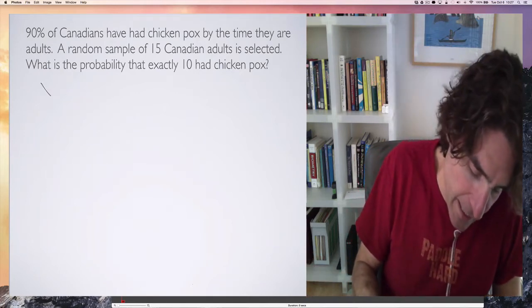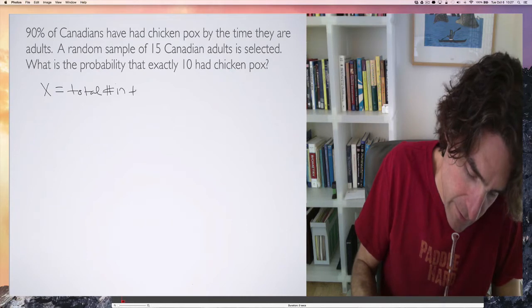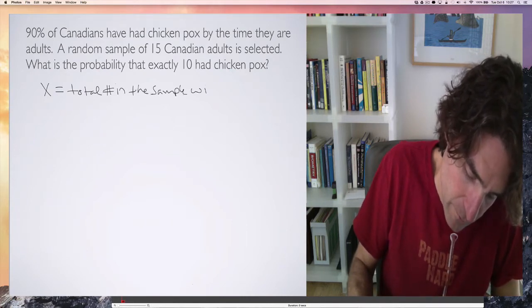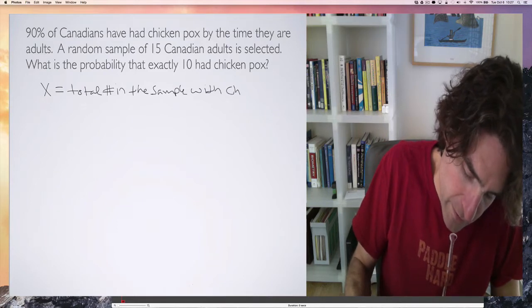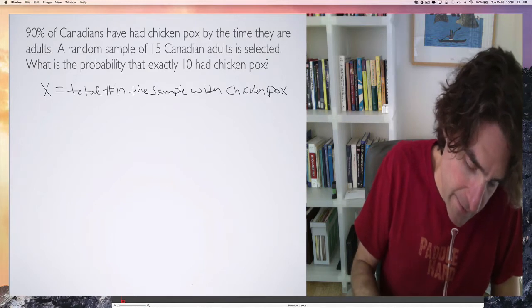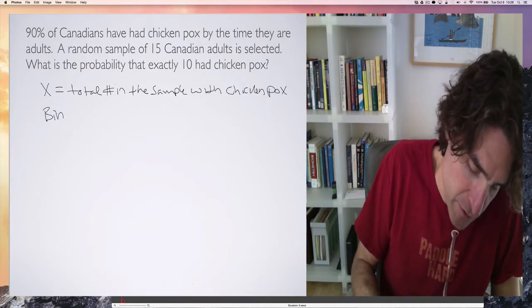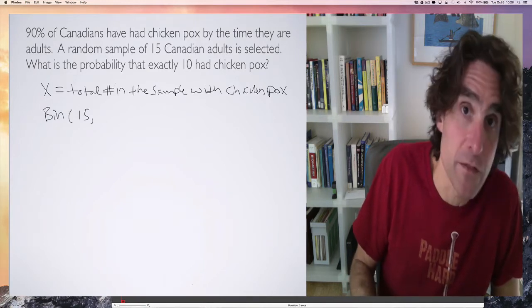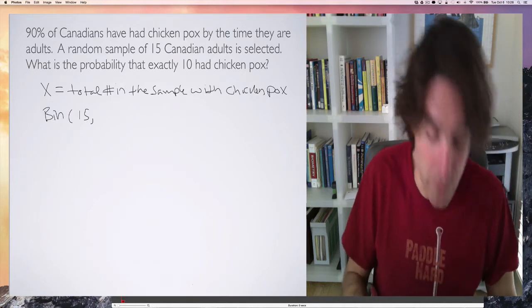So let x be the total number in the sample with chickenpox. Then x has a binomial distribution with n equal to 15 and p equal to 0.9.